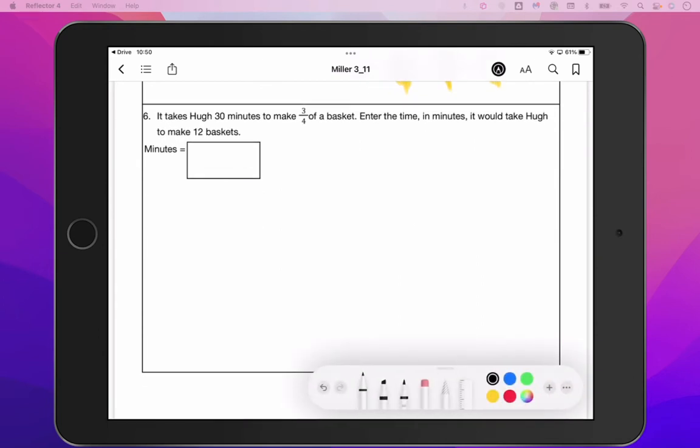So it takes Hugh 30 minutes to make 3/4.